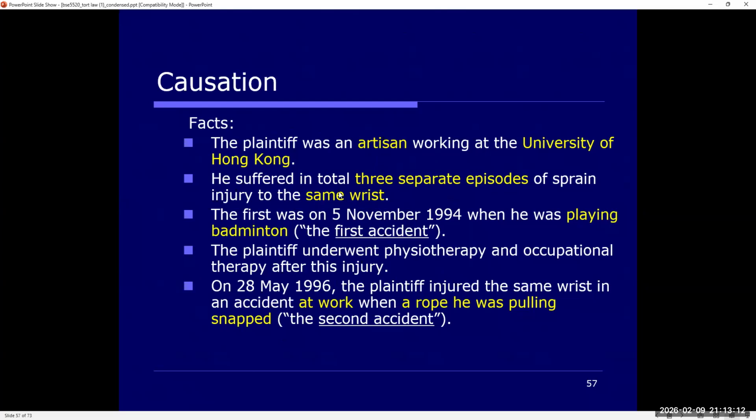The first incident was on November 5th, 1994, when he was playing badminton. Now, the technician likes playing badminton. That was the first accident. After that he got hurt and underwent physiotherapy. Then in May 1996, the same plaintiff injured his same wrist. The first case was due to playing badminton. The second case was an accident at work, at Hong Kong U, when a rope he was pulling snapped suddenly.